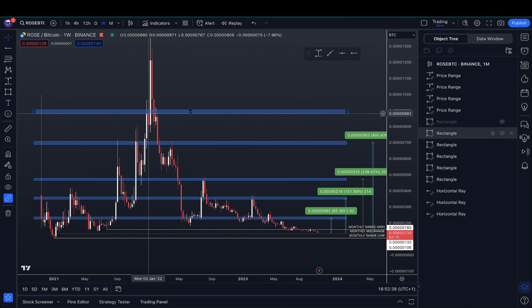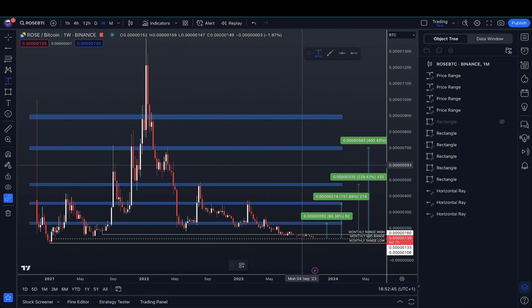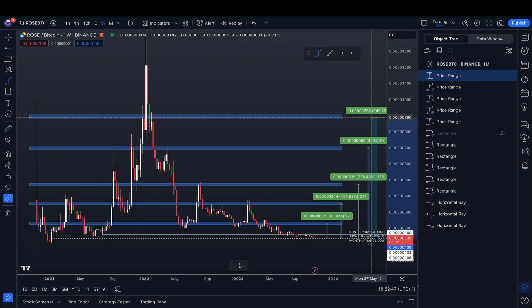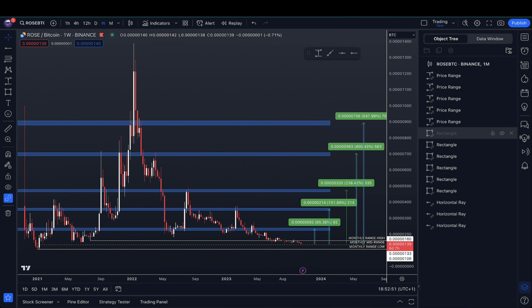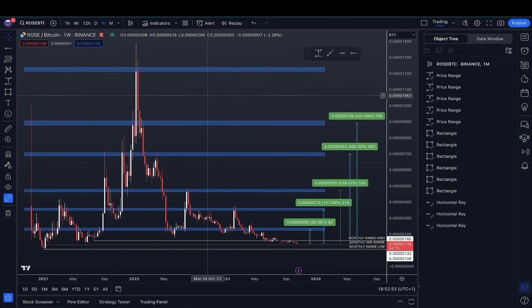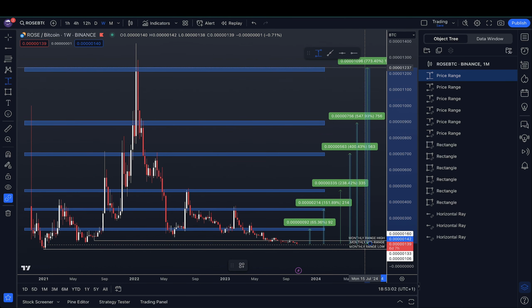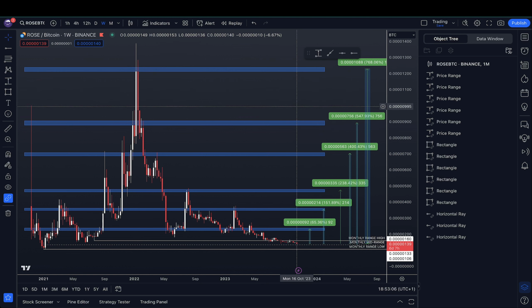Final two TPs, they're pretty obvious. These wicks up here from December 21, January 22, and Jan 22, February 22, as we started to roll over. Again, let's take a look at what that would be. That would be 550%. And then the last TP, pretty obvious, same as on the USDT pair, where these weekly candle bodies close at around 1,200 sats. Let's take a look. And that is a return of 768% on your Bitcoin, which is phenomenal.